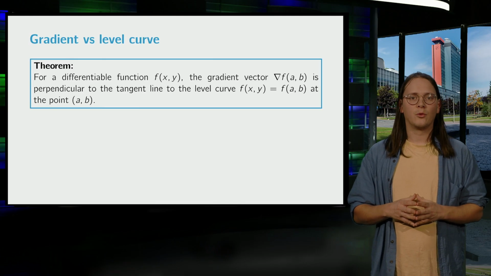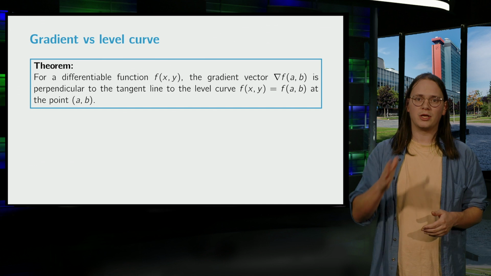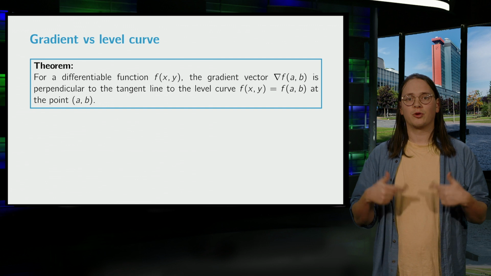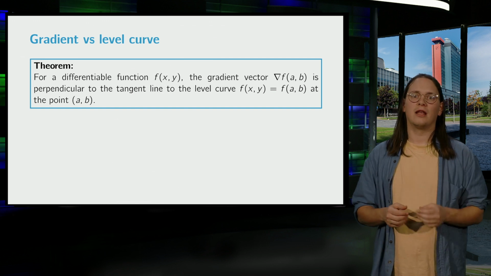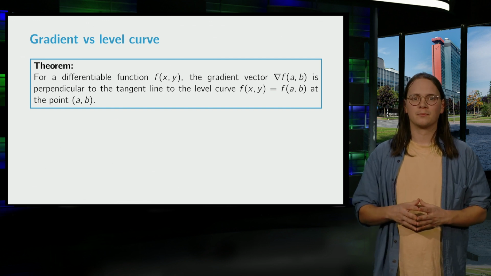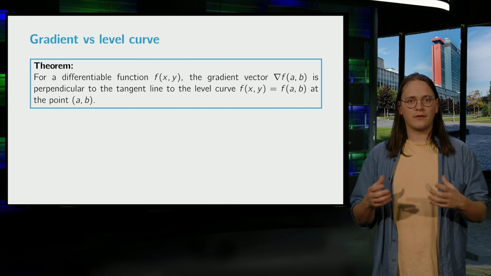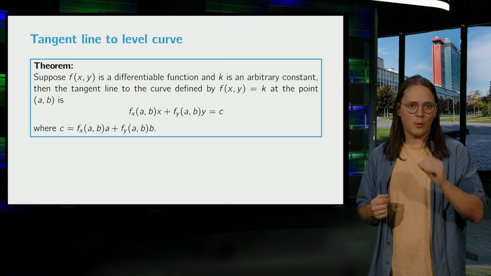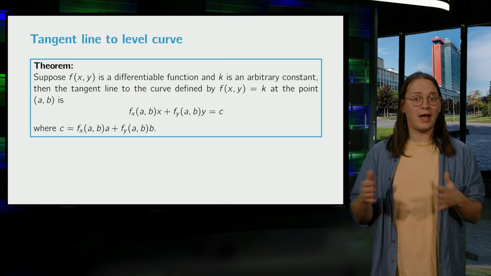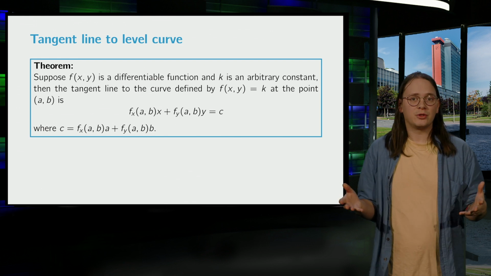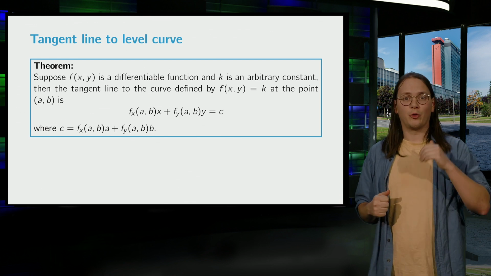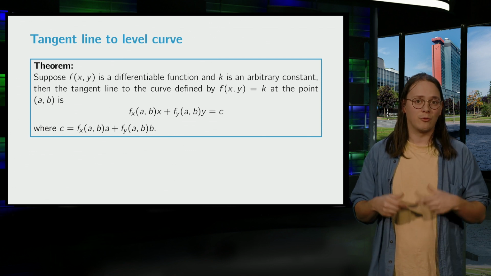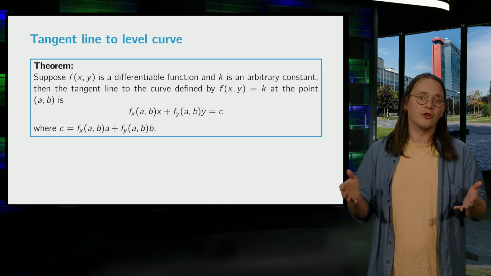Formulated as a theorem, we can see that the gradient vector is perpendicular to the level curve at the point (a, b), which means that the gradient vector is perpendicular to the tangent line to the level curve at the point (a, b). Turning this reasoning the other way around, we see immediately that the gradient provides a quick way to find the equation for the tangent line to any level curve. As you can see on the slide, the equation at the point (a, b) simply has coefficients given by the relevant partial derivatives, and the right-hand side such that the point (a, b) is on the tangent line.